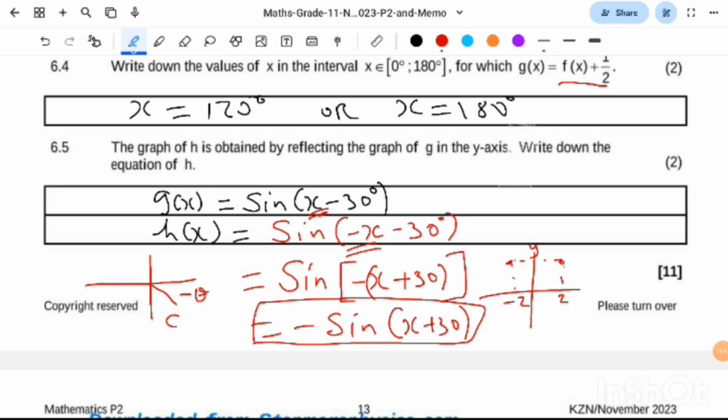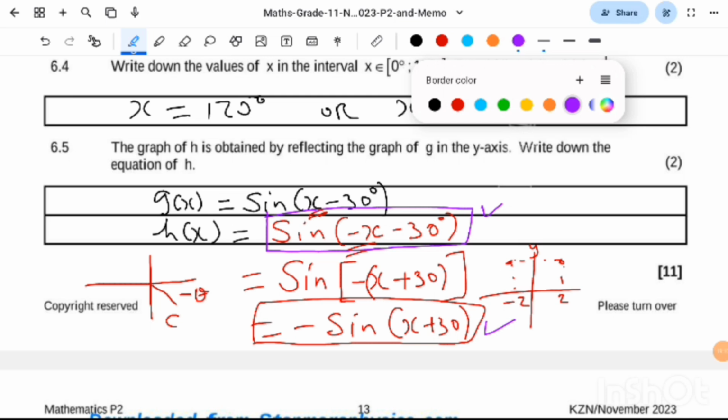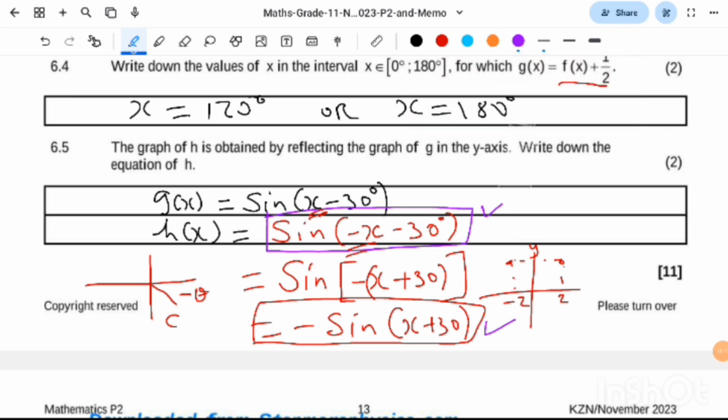Even if you've given your answer in this form, it's very much acceptable. So it's not always necessary to write it like this. You can keep it like that, it's fine. But for those who would want to write it in this form, they are more than welcome.